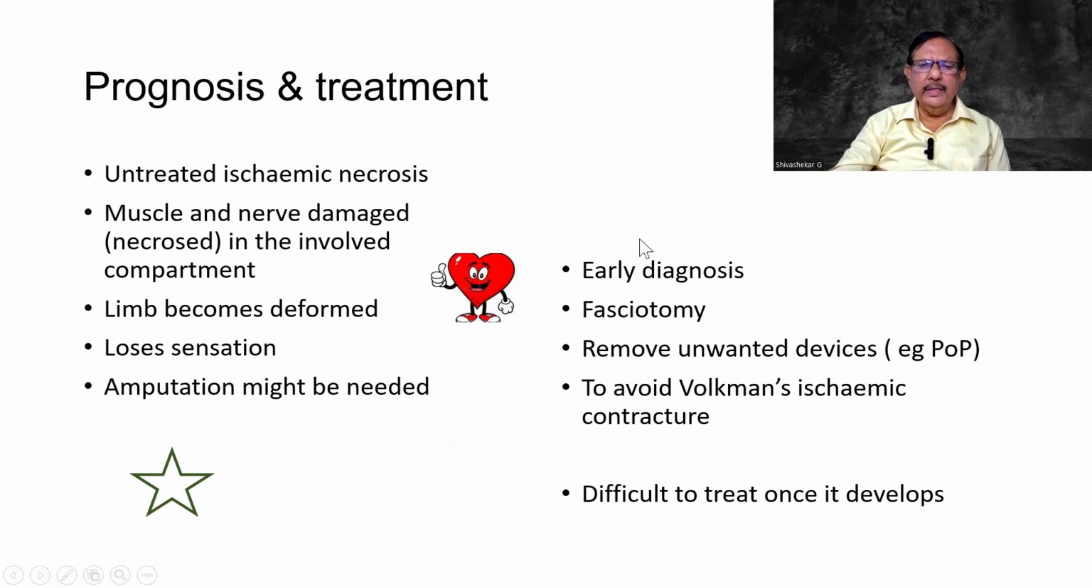So what should be done? Early diagnosis. Fasciotomy means you are cutting the fascia, and removal of the unwanted devices such as plaster of Paris to avoid the Volkmann's ischemic contracture. All said and done, it is difficult to treat once it develops. Please write this university question.